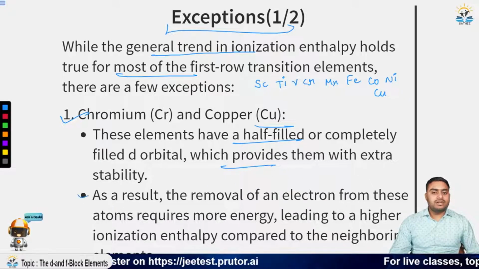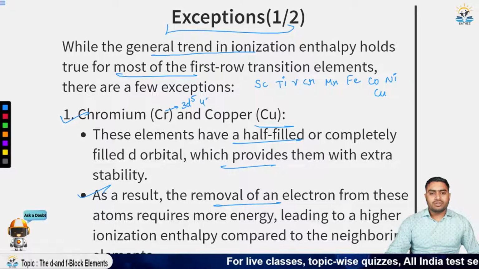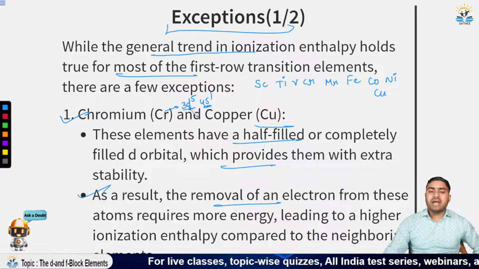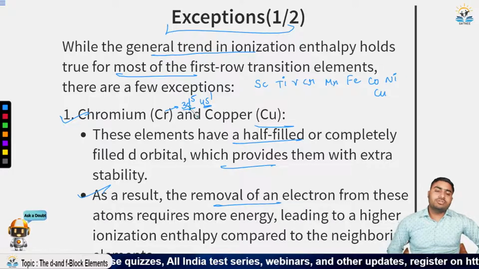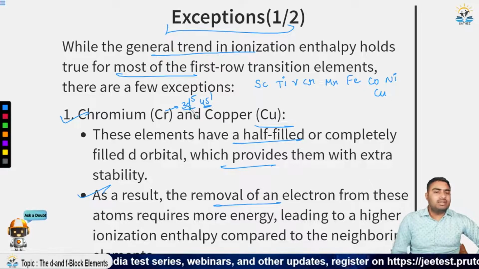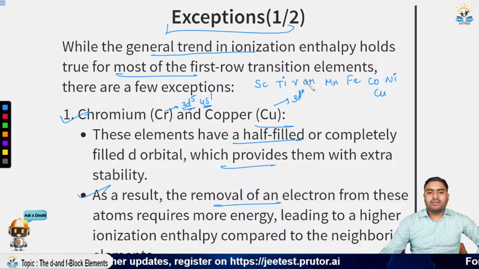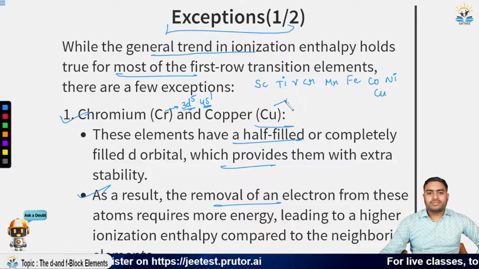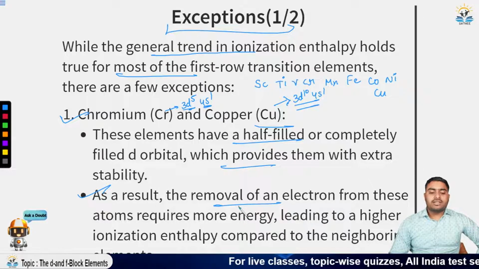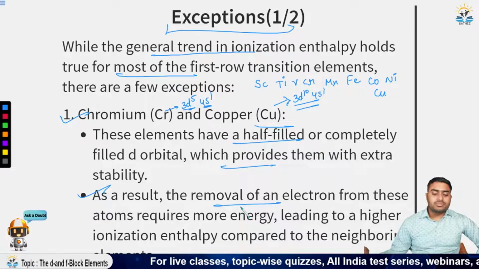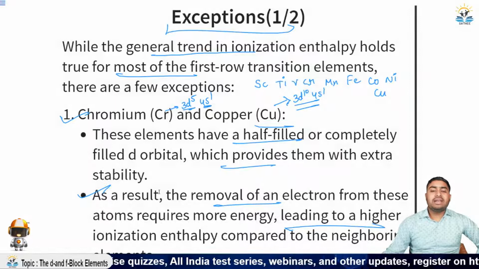If they have extra stability, then the removal of an electron is not easy. Chromium's electron configuration is 3d5 4s1. This is half filled and this is half filled, so it is not easy to remove outermost shell electrons, because they are more stable as compared to other electronic configurations. Similarly, copper is 3d10 4s1. As a result, the removal of an electron from these atoms requires more energy, leading to a higher ionization enthalpy compared to the neighboring elements.